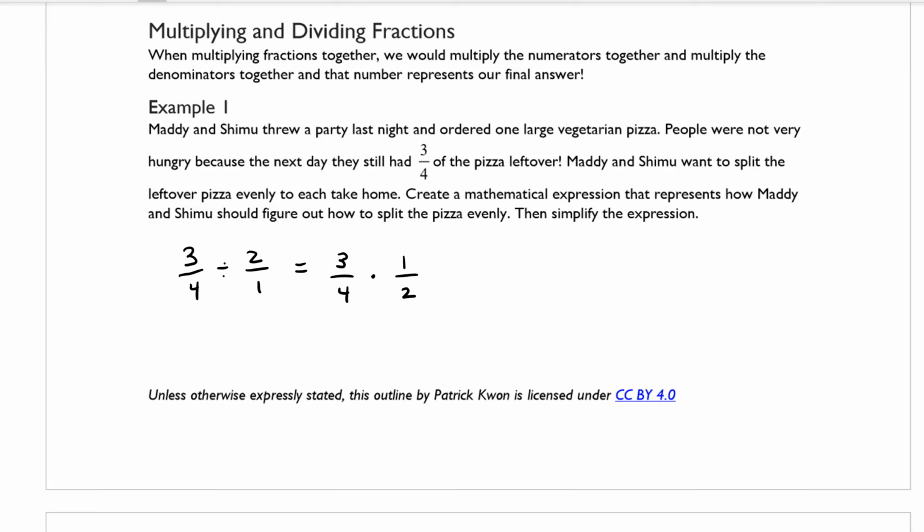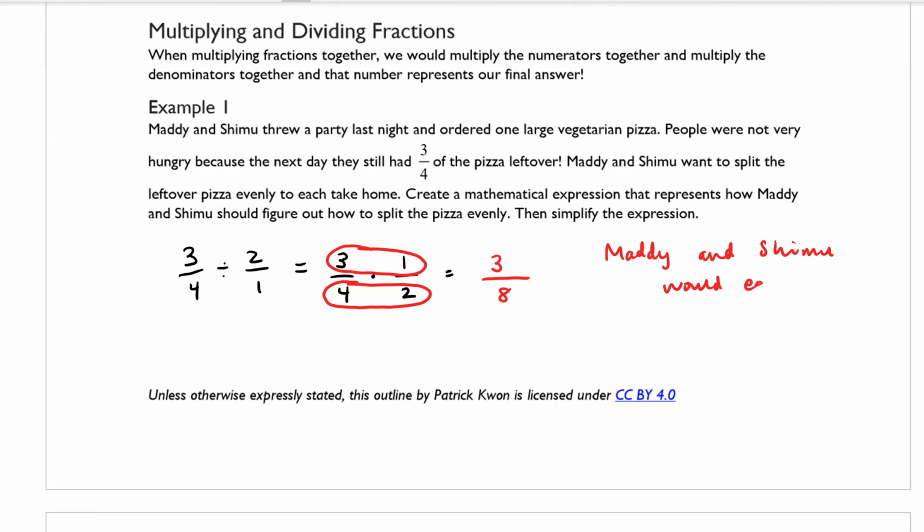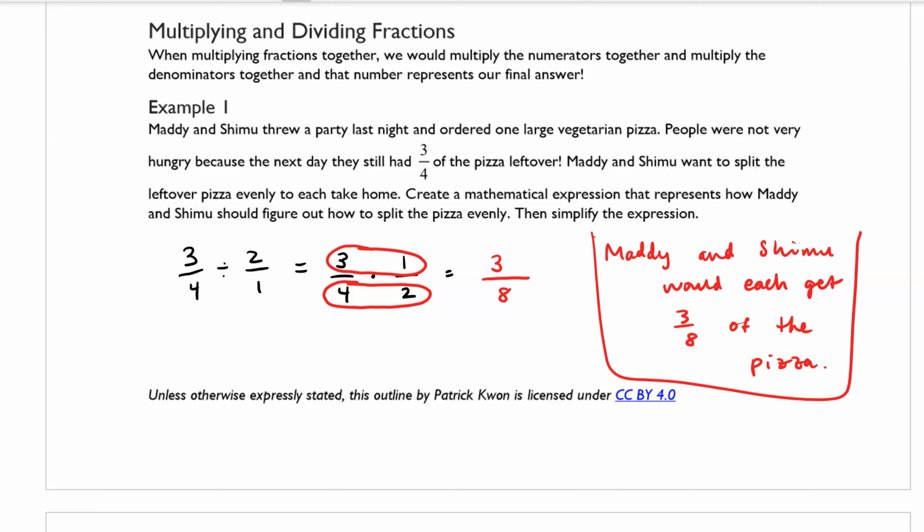So I'm going to go ahead and continue on with this, where I multiply the 3 and the 1 together. So 3 times 1 is 3. And then I want to multiply the 4 and the 2 together. 4 times 2 is 8. So we get 3/8. What that means is Maddie and Shimu would each get 3/8 of the pizza. So that is it for example 1.